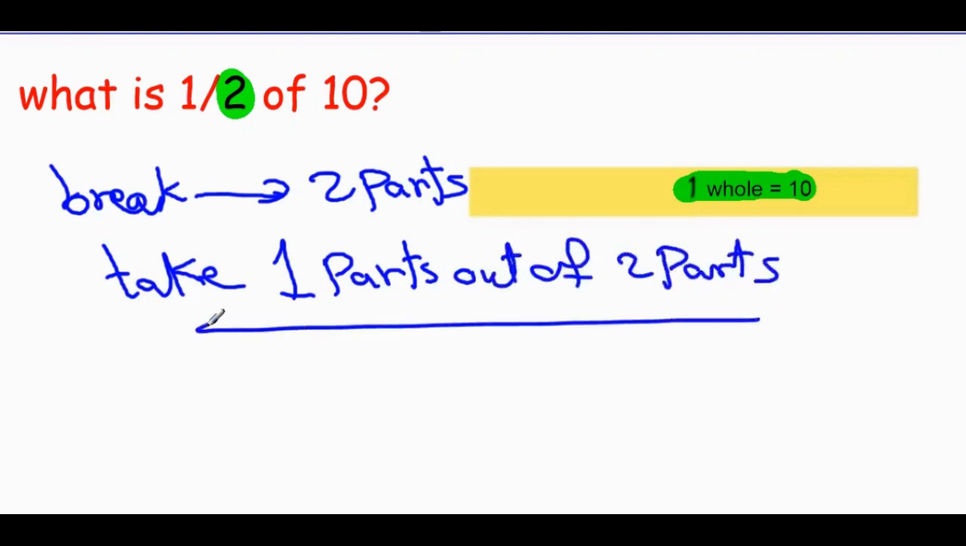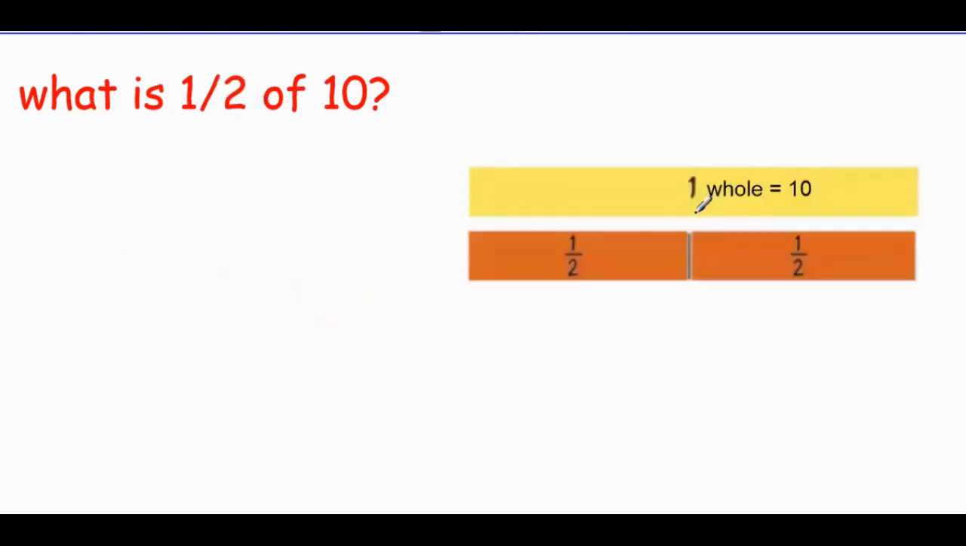Okay, so how can I make this? Imagine that this bar is the whole, which is equal to 10. To find 1/2, I should break the whole into two parts, like this. I break the whole into two equal parts. Each part is 1 out of 2, or 1/2. But this is a fraction. What is the value of 1/2 of 10?